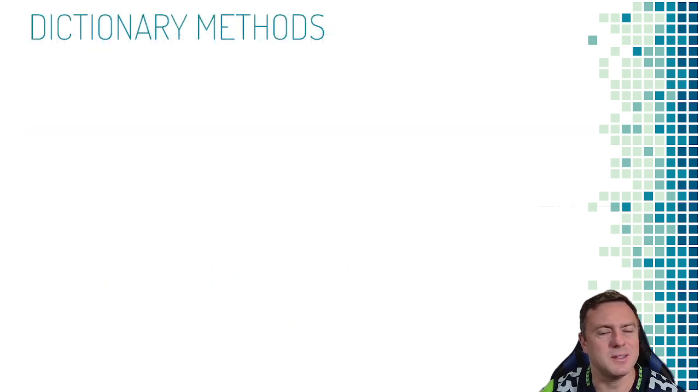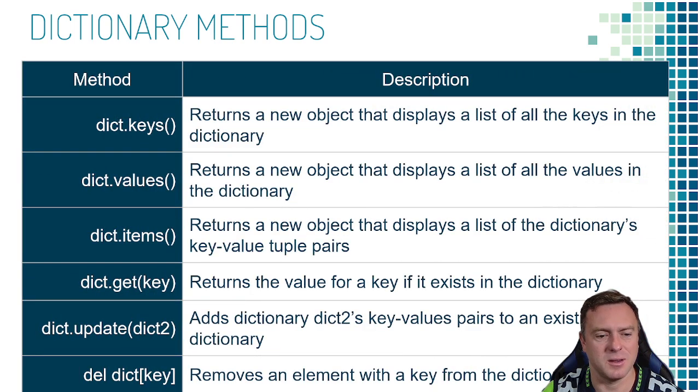So, some methods. There's a whole heap inside of dictionaries, much like what we've done with Turtle, strings, all those different things. These are the main ones that you need to know. Dict keys returns a new object displaying a list of all the keys in a dictionary. So that's a way of swapping the dictionary into a list, and same with values. And with items, it returns a new object that displays a list of all the key values, so the pairings between the two.